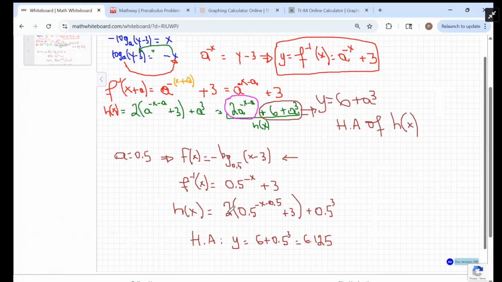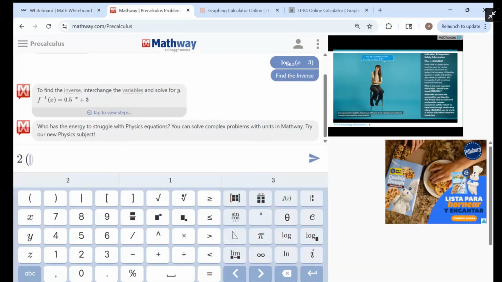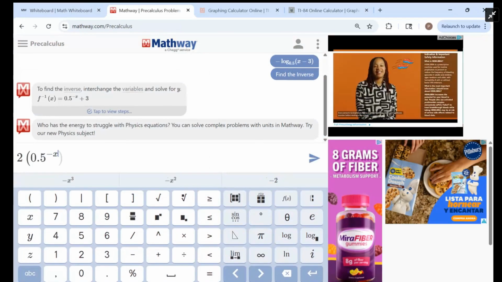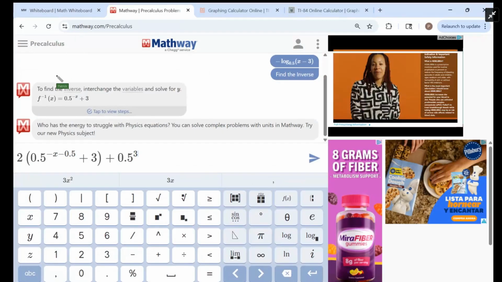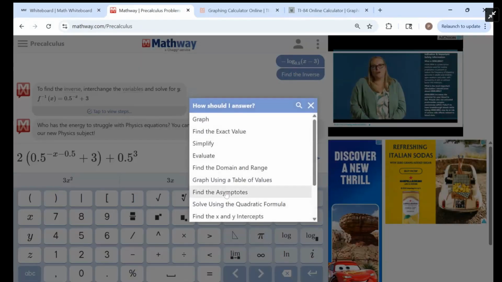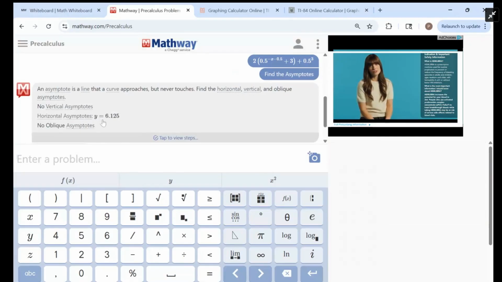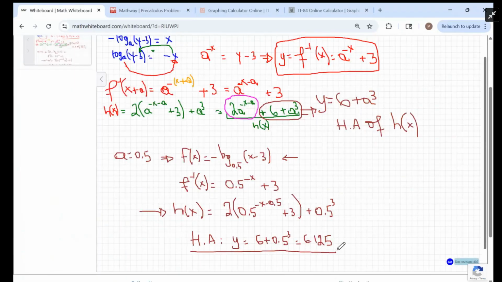All right, so now we're going to enter h of x and ask for the asymptote. So it was 2 times 0.5 to the power of negative x minus 0.5, and then plus 3, and then plus a cubed, plus 0.5 cubed. We're going to type that and ask it to find the asymptotes. And check this out. Y equals 6.125. So there you have it.